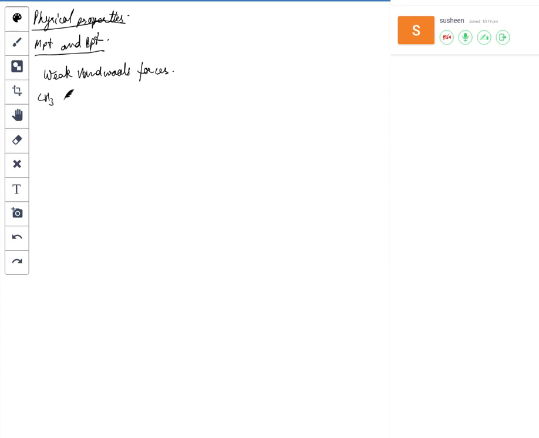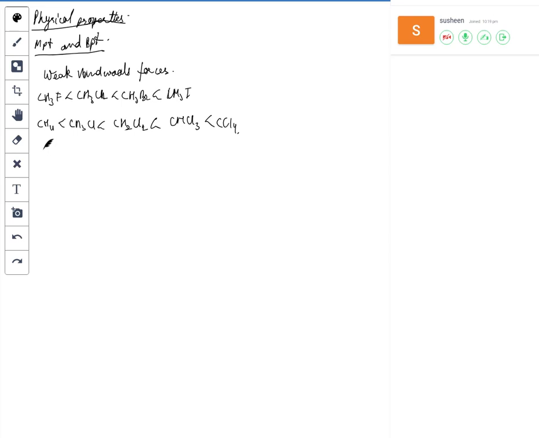So in fact, we are going to have CH3F less than CH3Cl, less than CH3Br, less than CH3I. Similarly, CH4 would be less than CH3Cl, less than CH2Cl2, less than CHCl3, which is going to be less than CCl4. Is it okay?